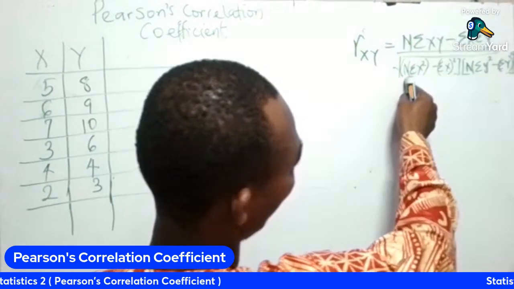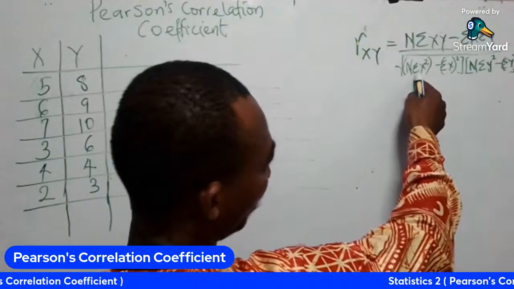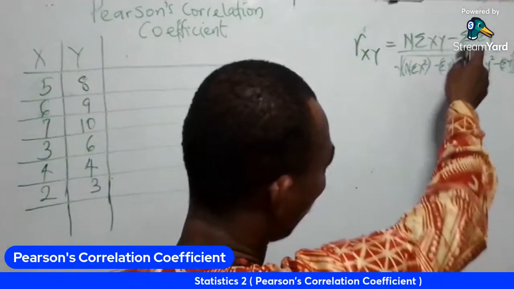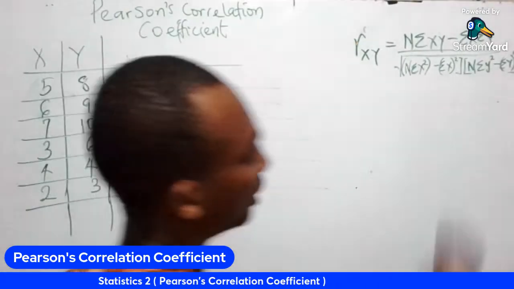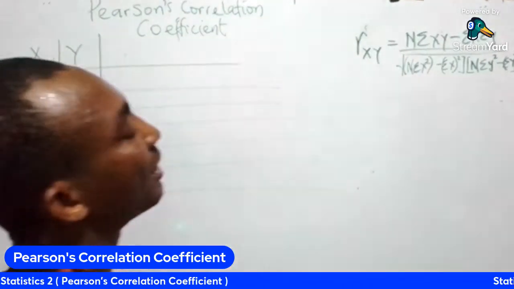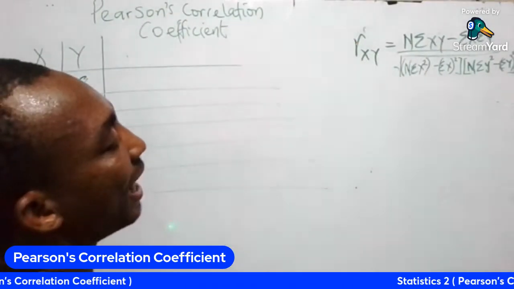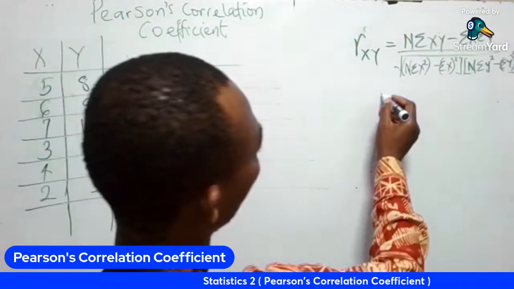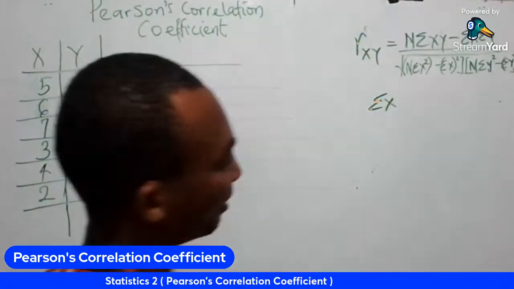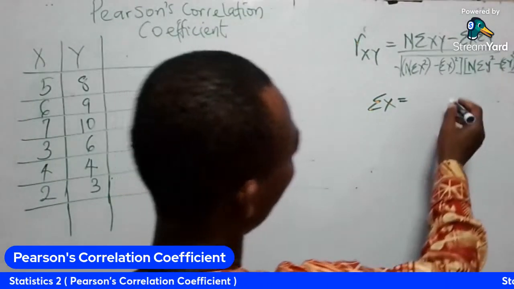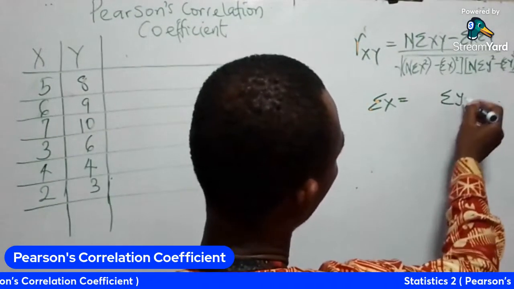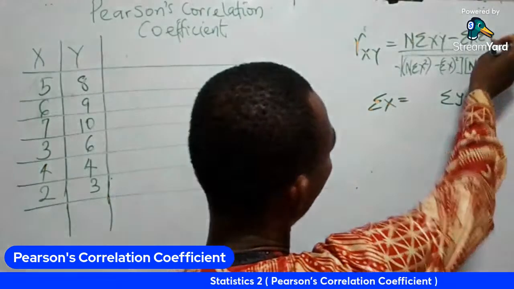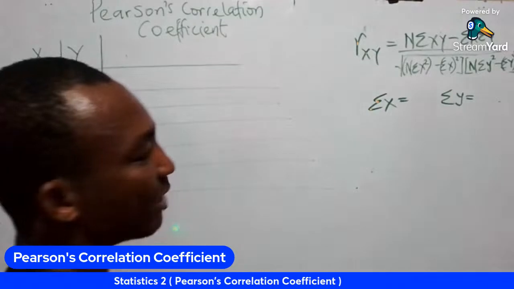This n is outside here. You are going to multiply whatever you get with summation x squared. Then you take summation x and square it away. You do the same thing to y. So that means there are things you need to get. What are those things we need to get? Number one, you need to get your summation x. Then you need to get your summation y. Summation x will take care of this, and summation y will take care of this.